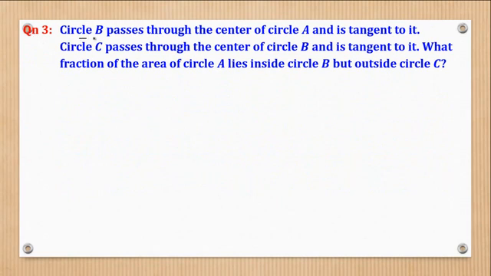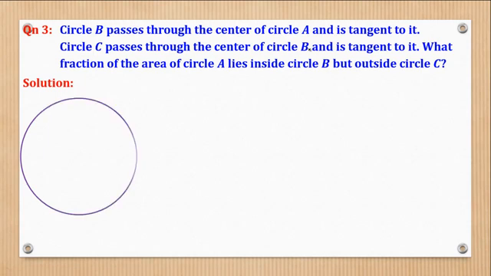Question 3 says, circle B passes through the center of circle A and is a tangent to it. Circle C passes through the center of circle B and is a tangent to it. What fraction of the area of circle A is inside circle B but outside circle C? So we shall need to make a sketch.